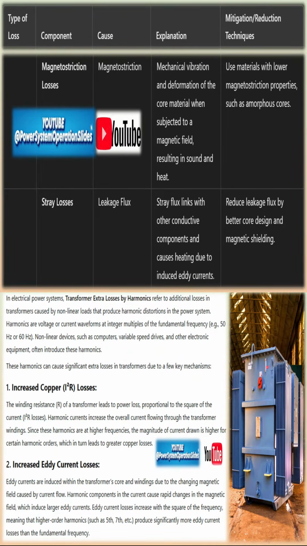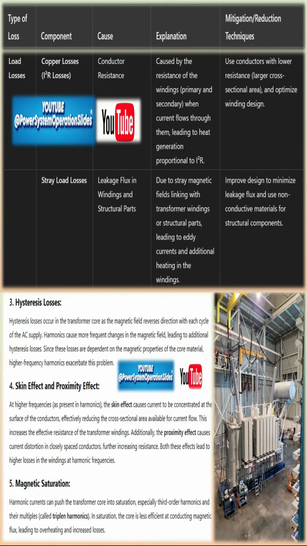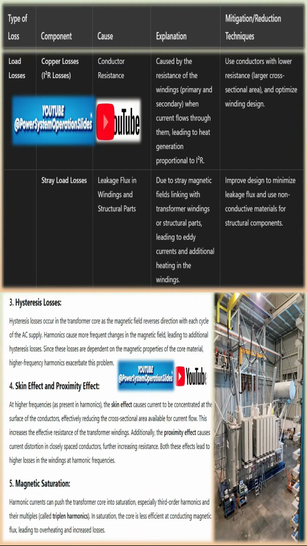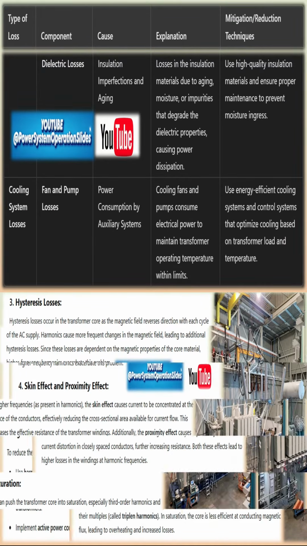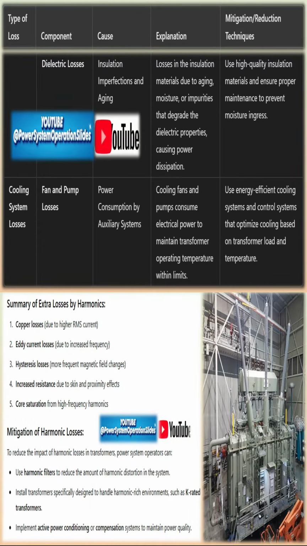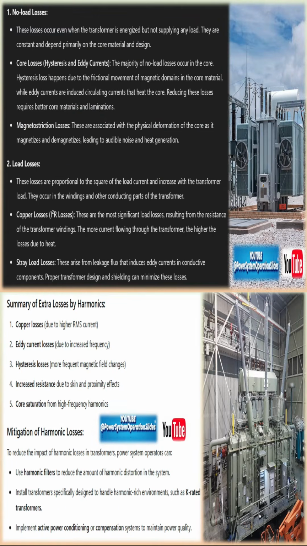Core losses, or no-load losses. These losses occur even when the transformer is energized but not supplying any load. They are primarily due to the magnetic field in the transformer core. Core losses are divided into the following types. Hysteresis losses are caused by the repeated magnetization and demagnetization of the core material as the alternating current passes through the transformer. Dependent on the material properties of the core and frequency of operation. Proportional to the area of the hysteresis loop of the core material.